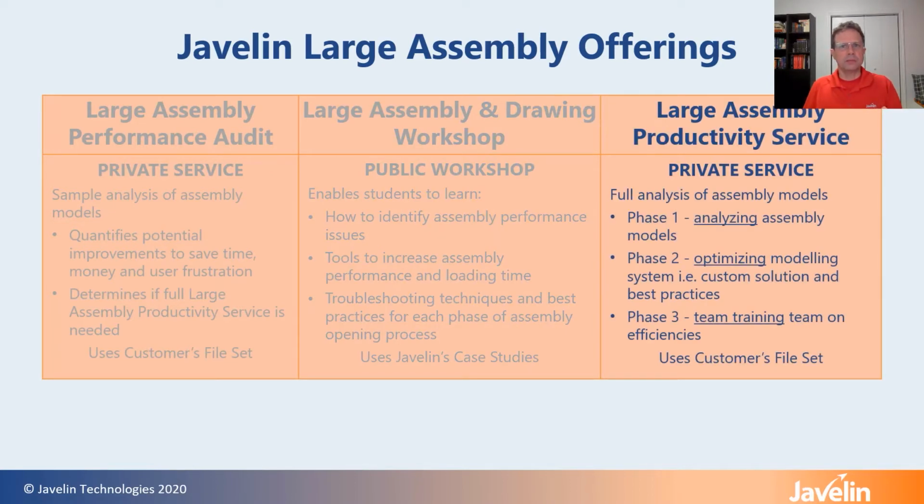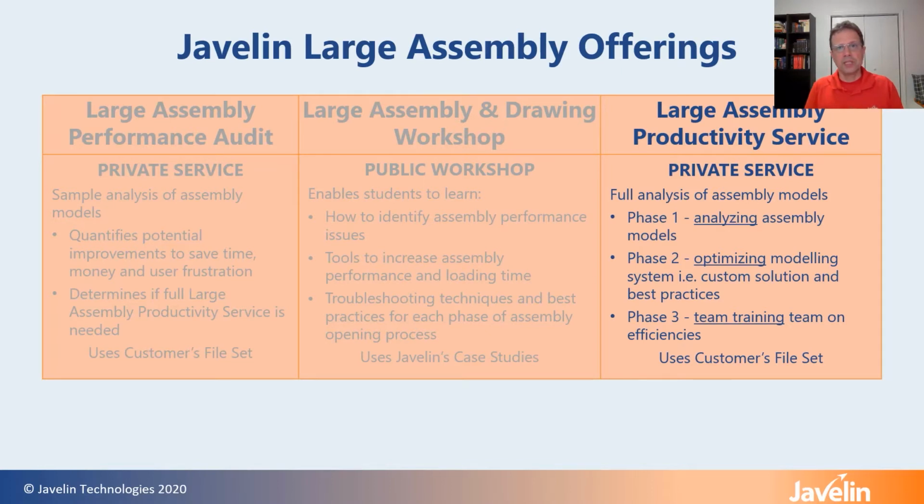The next level, actually the next product, is the Large Assembly Productivity Service. If you have a team of more than 3 people who are experiencing slowdowns, it makes more sense to work with your own assembly. So we're going to offer this as a private service. We structure this in 3 phases. First, we're going to spend 1 or 2 sessions analyzing one of your assemblies. You choose the assembly and we work together to find out the causes for the slowdowns.